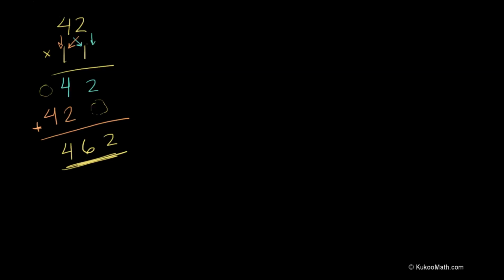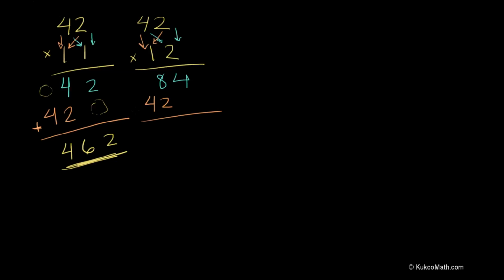That's how to multiply two two-digit numbers. Let's try it again with a different problem. 42 times 12 is equal to what? Let's do our first step. 2 times 2 equals 4. 4 times 2 is equal to 8. 2 times 1 is equal to 2. And 4 times 1 is equal to 4. Now let's add them all up.